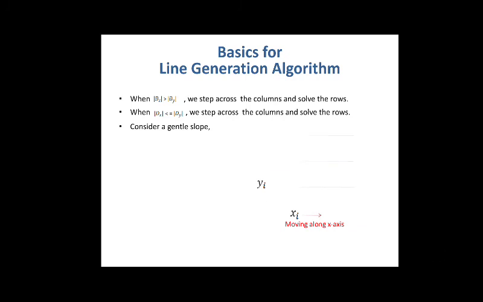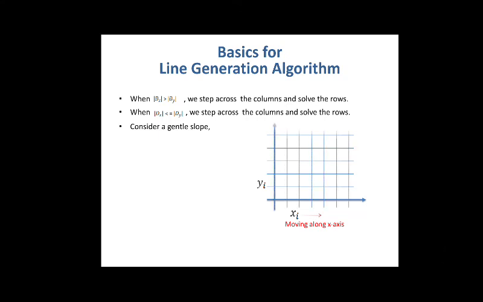Okay. So consider this slope. Now you can see here the x and y axes I have drawn. Now I am drawing one line. Okay. So we step across. Now this is the gentle slope. You can see here that columns are more than rows, right. So we step across. I am considering the gentle slope.